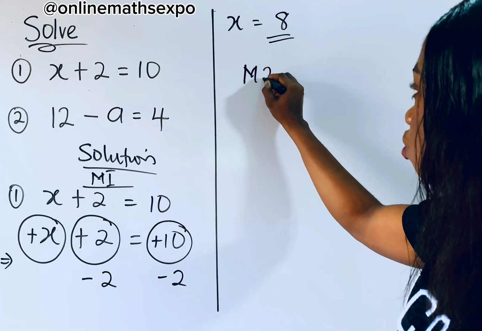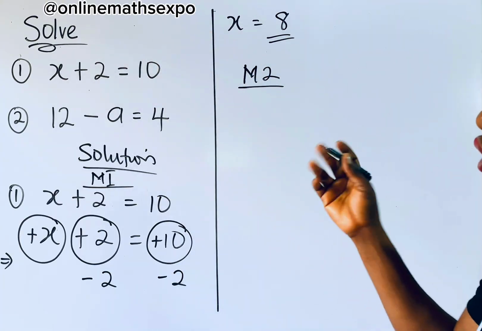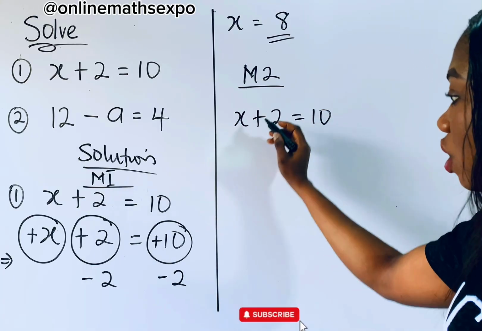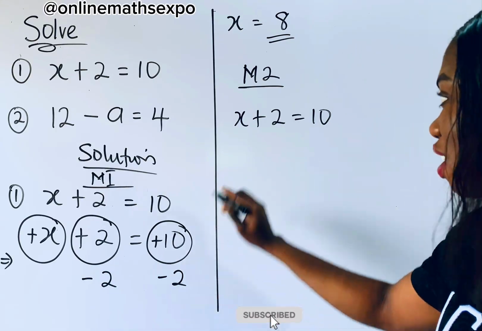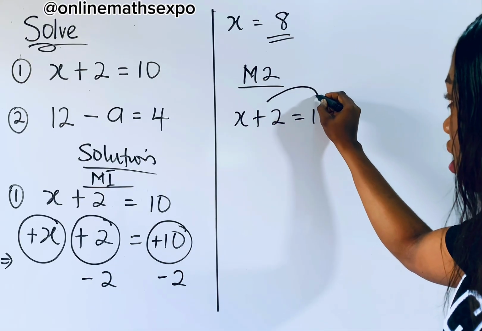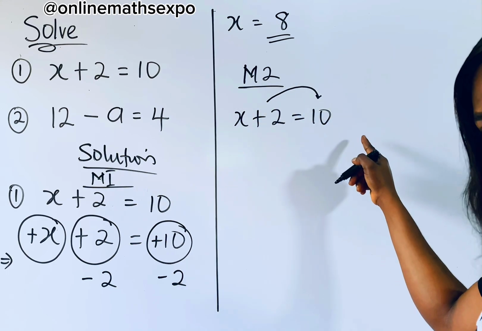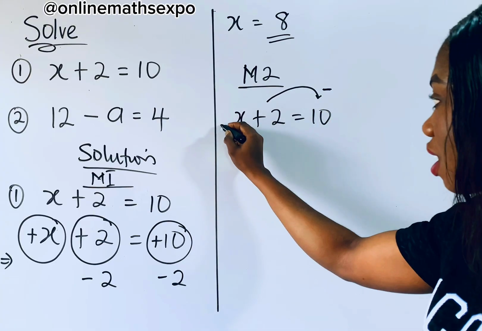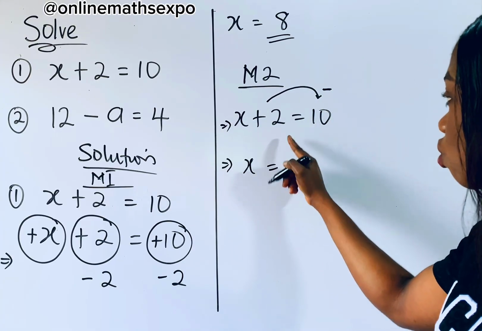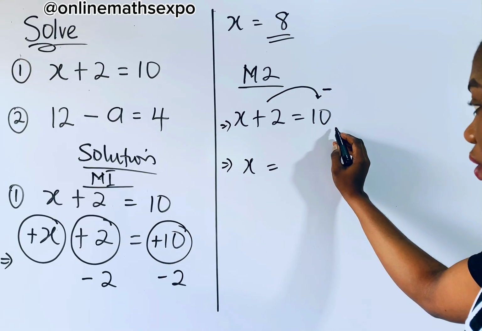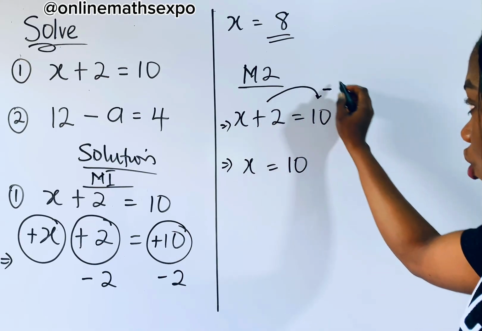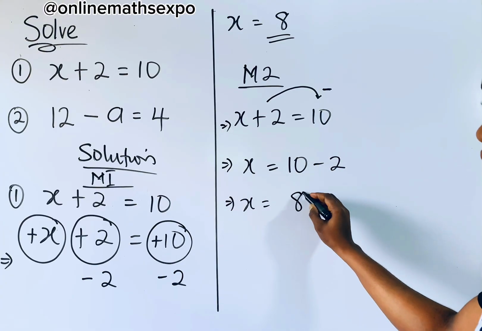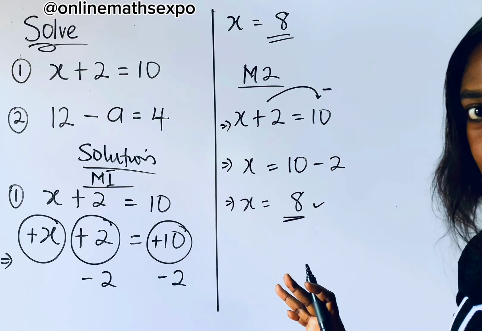Now if we are using method 2 for the same question 1, this is what you have: x plus 2 is equal to 10. Now to remove this, instead of stating subtract 2 from both sides, we usually use an arrow. And when you use this arrow, it means this sign has to change. So when it gets to this part of the equation, it turns to subtraction. So we are going to have x is equal to 10, which is already at this side, so 10 will still remain there, and this will turn to minus 2. So x is equal to 8. That is just what you need to do for question 1.